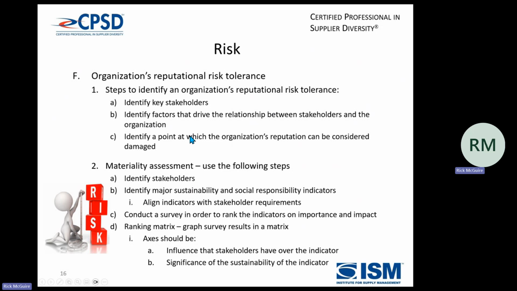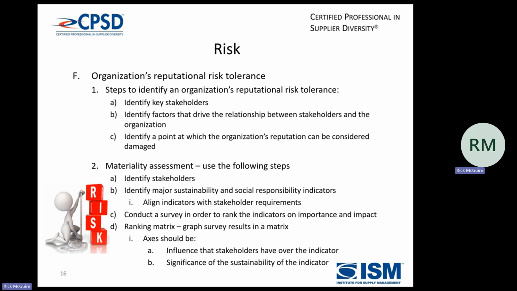An organization's reputational risk tolerance. Steps to identify an organization's reputational risk tolerance are: identify key stakeholders, identify factors that drive the relationship between stakeholders and the organization, and then identify a point at which the organization's reputation can be considered damaged.